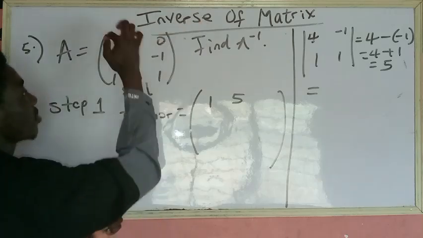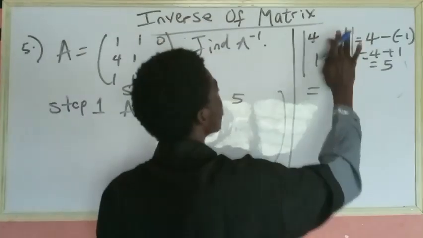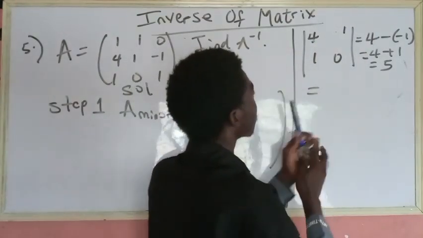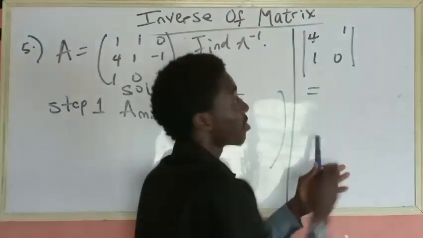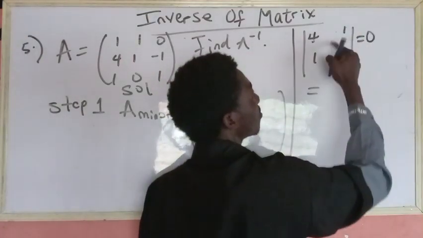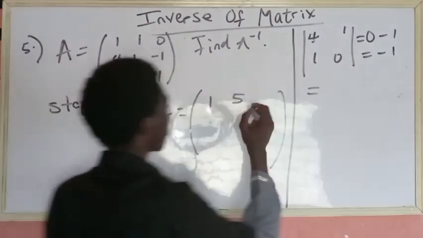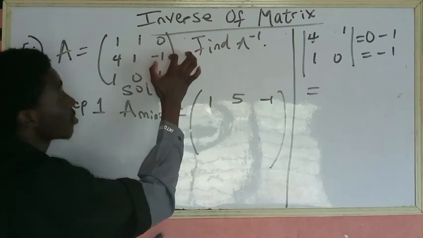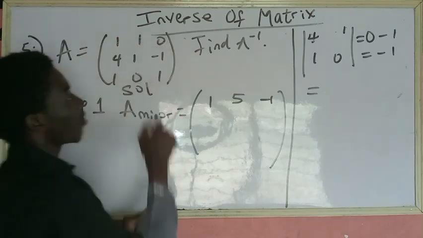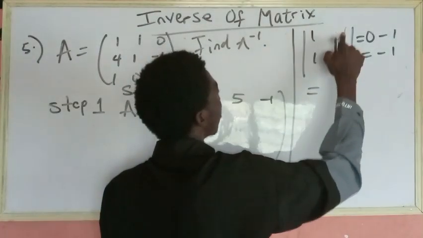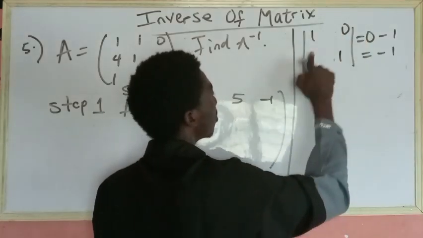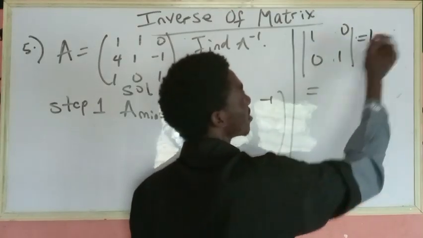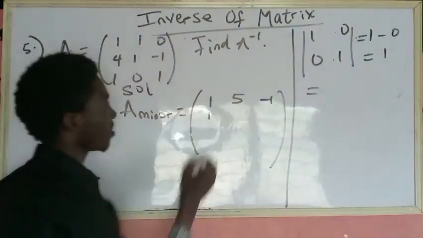The next one. 0 covers this column and this row. 4, 1, 1 and 0. So what you have in turn? 4 times 0 is 0, minus 1. So you have a minus 1 here. Good. Next one. The 4 covers this row and this column. 1, 0, 0 and 1. You have 1 times 1 is 1, minus 0. So you have a 1 here.